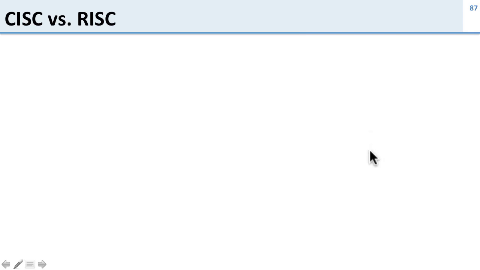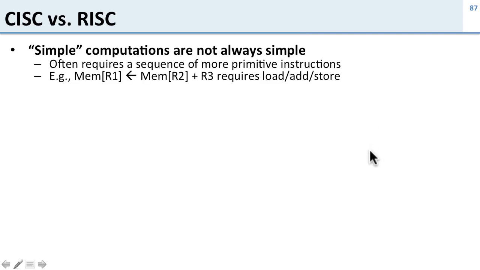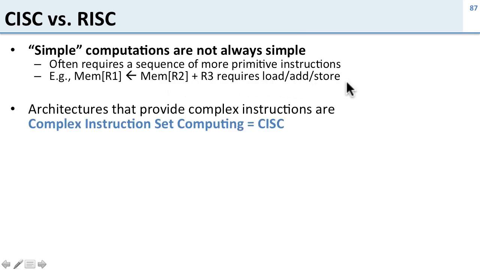So now I want to talk about the difference between CISC and RISC. And the difference here is about simple computations. So we talked about this simple computation here in x86, saying a memory and an addition, that we need to do a whole bunch of load and adds and stores. And there are different ways to think about how you write these instructions.